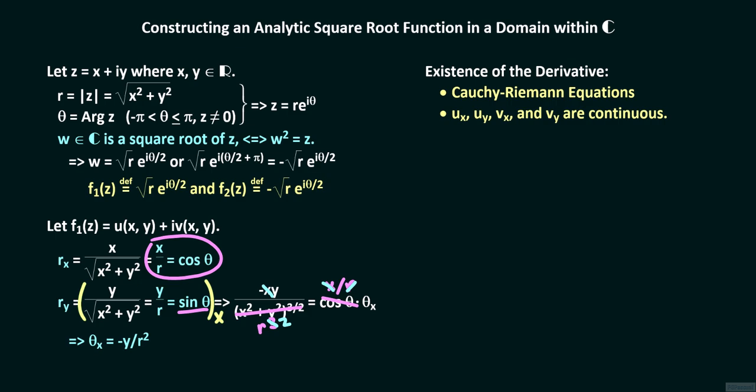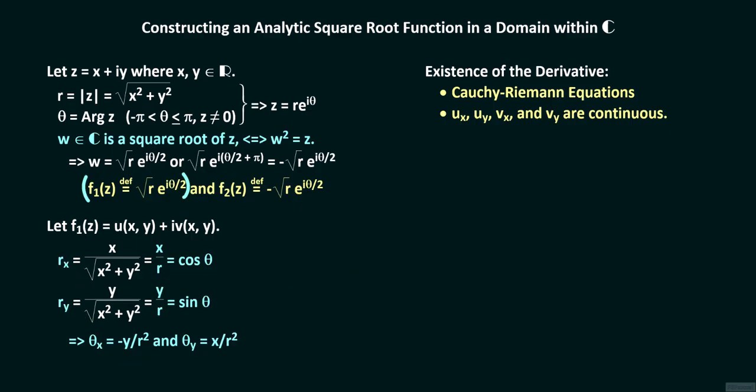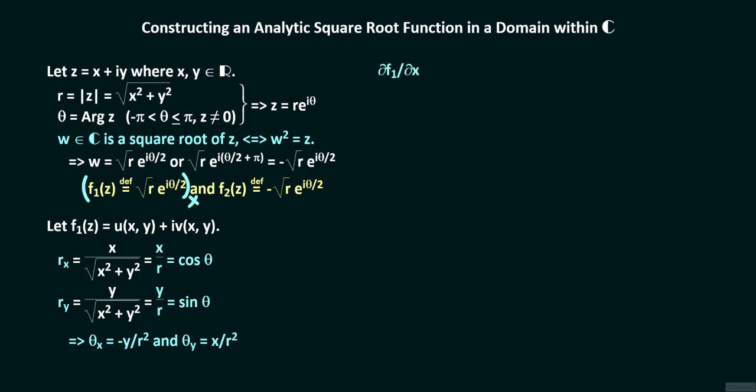Differentiating the same equation, this time with respect to y, the left side becomes x squared over r cubed. We again cancel out some factors, and theta sub y equals x over r squared. We now differentiate f sub 1 with respect to x. Then we extract u sub x and v sub x from the resulting derivative.